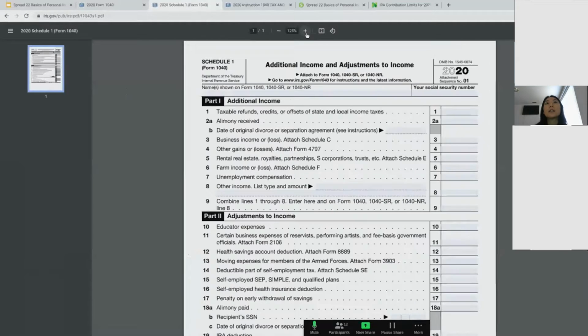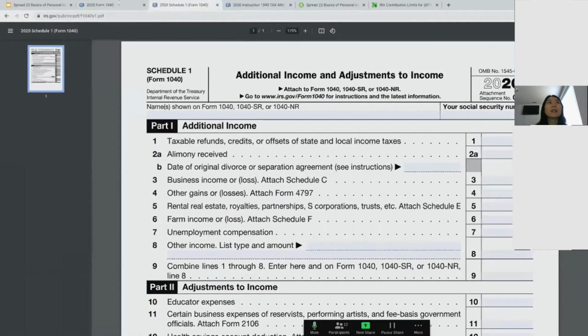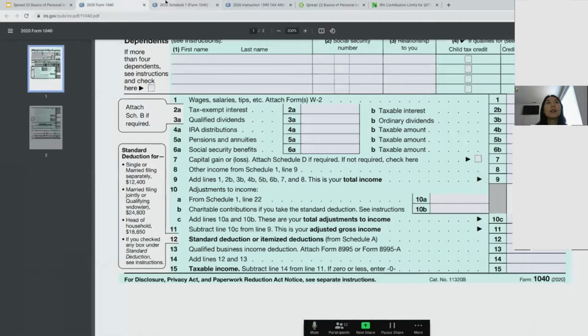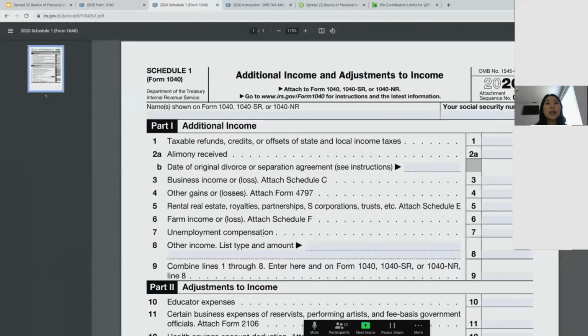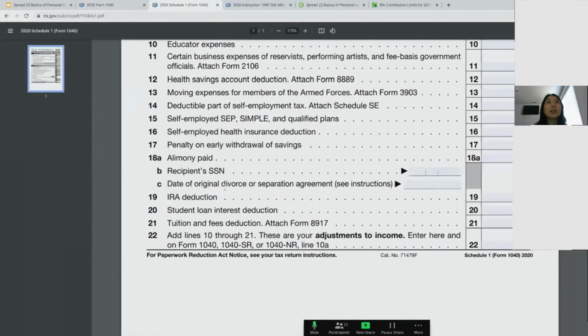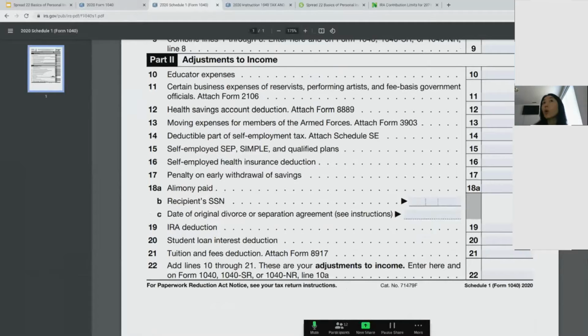So on Schedule 1, if you have extra income that's not on page 1, you'd have to include it here. Unemployment is in here. If you rent or have investments in partnerships or S corporations, you put that here. Any business losses or gains, you put here in additional income. But Part 2 is adjustments to income. This is what we want to look at to lower our AGI. So remember the educator expenses, up to $250, on line 10. There are a lot that you might qualify for, so if you want to lower your taxes, take a look.